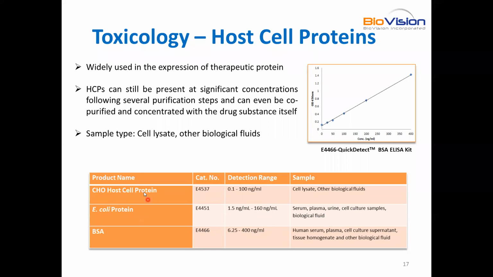Along with these host cell proteins, CHO host cell proteins and E. coli protein, we also offer an ELISA kit for detection of BSA in the sample. Although this is not a host cell protein, I wouldn't say it is a toxic substance, but a contaminant that is always present in the sample, and researchers don't want to have it because it can definitely affect the downstream application. So this is also one of our good selling products, the BSA ELISA kit that can detect BSA in human biological samples.